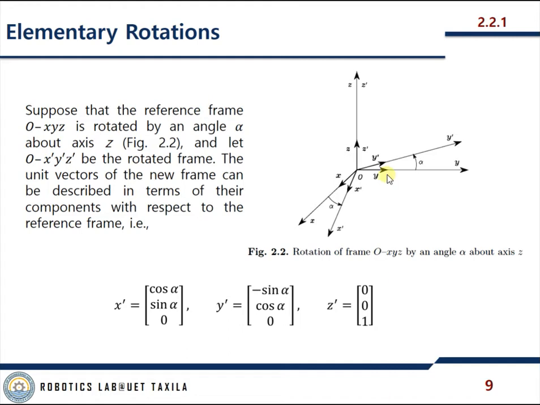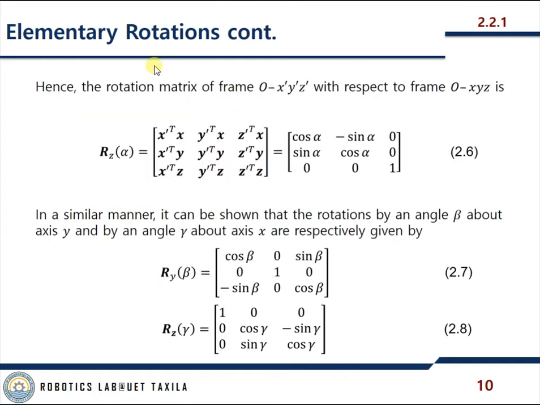Okay, now elementary rotations is continued. Hence the rotation matrix of the frame O x bar y bar z bar with respect to the frame O x y z is this one: cos alpha, sin alpha, 0; minus sin alpha, cos alpha, 0; and 0, 0, 1. So this one is going to be the unit vector of the new frame for x bar, this one is for y bar, and this one is for z bar.